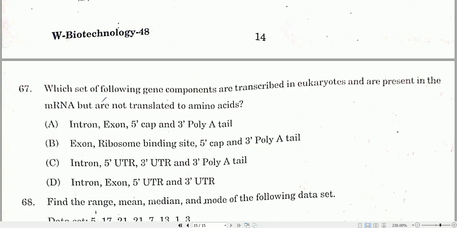Coming to question number 67, which set of following gene components are transcribed in eukaryotes and are present in the mRNA but are not translated to amino acid. That will be your introns, 5 prime UTR untranslated region, 3 prime UTR untranslated region, and 3 prime poly A tail. Here it's a kind of tricky question. Wherever you are getting exon, you need to reject it, because exons are the coding sequence. So option C will be the correct one.